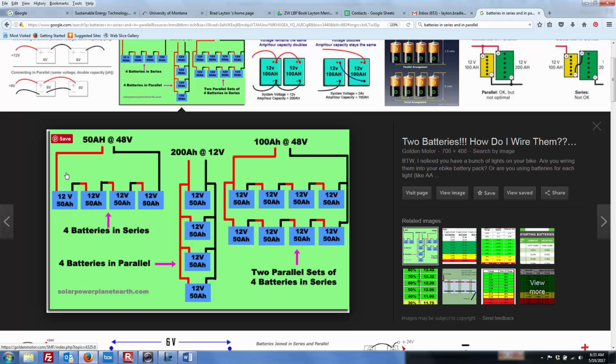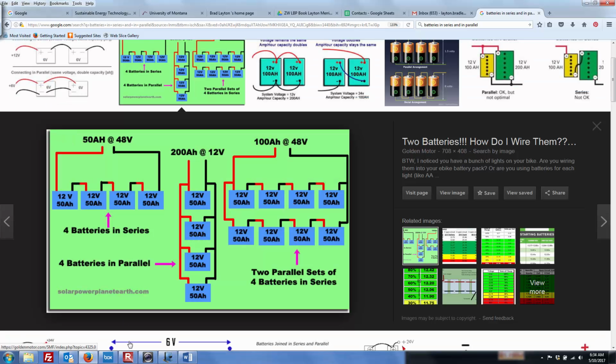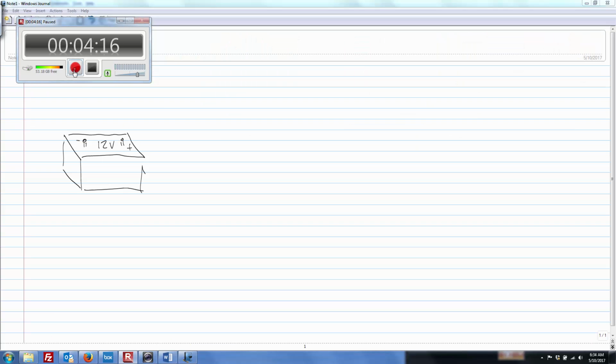The thing to keep in mind here is each battery has 12 volts. Since they're in series, positive, negative, positive, negative, all 4 12s equals 48. That's very simple math. So let's just take a look at this, batteries in series.